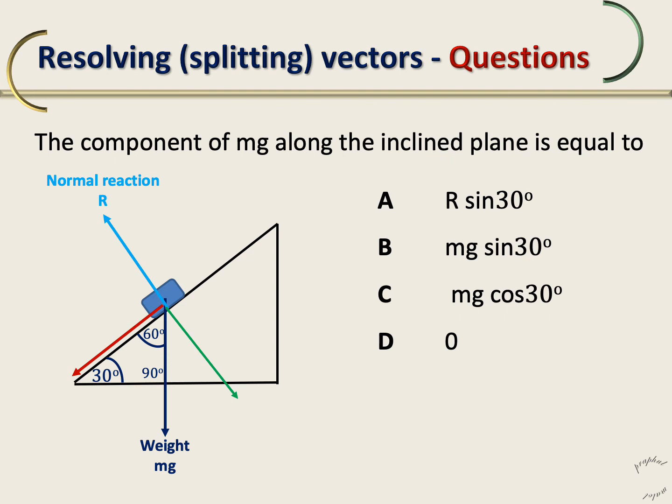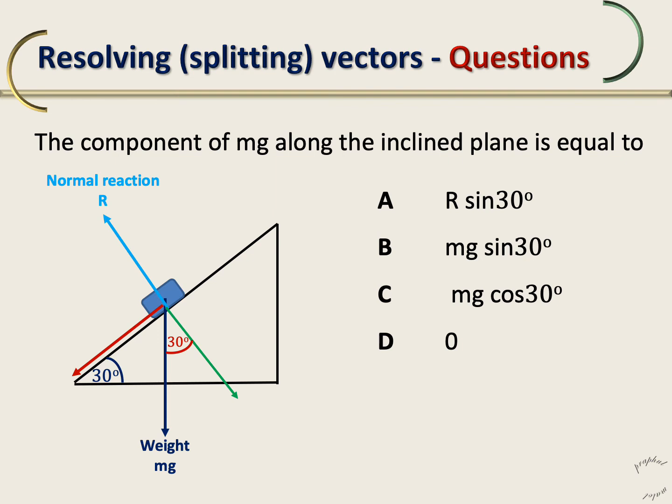Again, the two components, the red and the green one, should be 90 degrees to each other. So if the given angle there is 60 degrees, the other angle should be 30 degrees. This way you can easily remember what the angles will be. Okay. Now we are going to name the components.